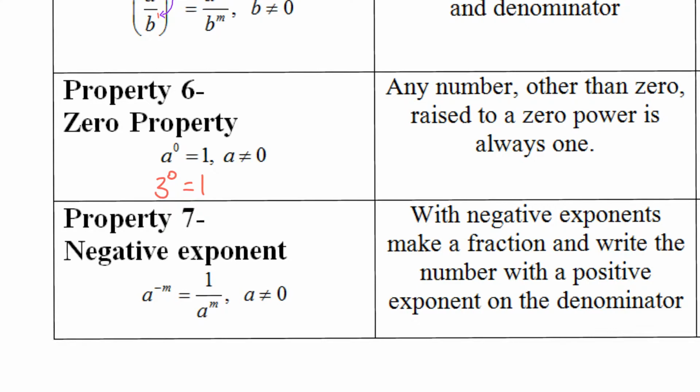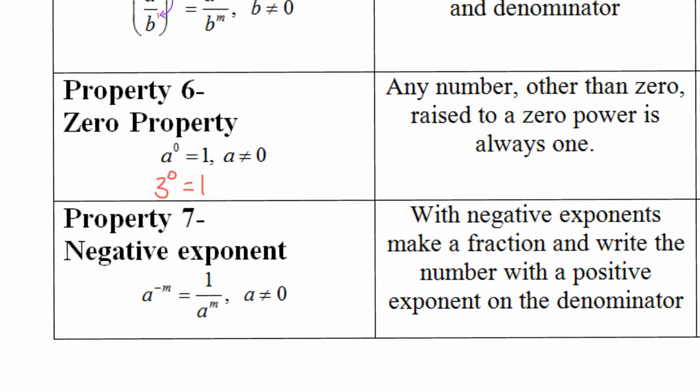raised to the 0 power is 1. And the last property, property number 7, negative exponents. You guys will start having negative exponents. If we have negative exponents, you are going to make a fraction and write the number with the positive exponent on the denominator. If the denominator is the one with the negative exponent, I'm going to show you guys what to do to get rid of the negative exponent.